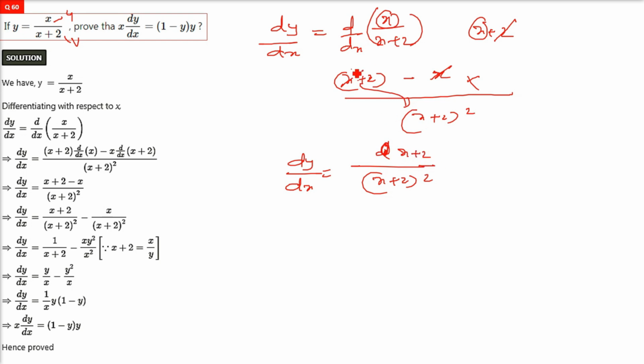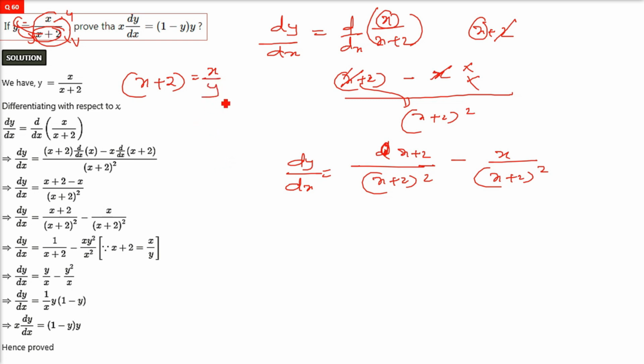So x plus 2 minus x, so x plus 2 by (x plus 2) whole square minus x by (x plus 2) whole square. We will keep it like that. We will not cancel this x and x. Now you see x by x plus 2 is what? x by x plus 2 is y. So what you can do here is keep this x plus 2 as x by y. So x plus 2 is x by y.